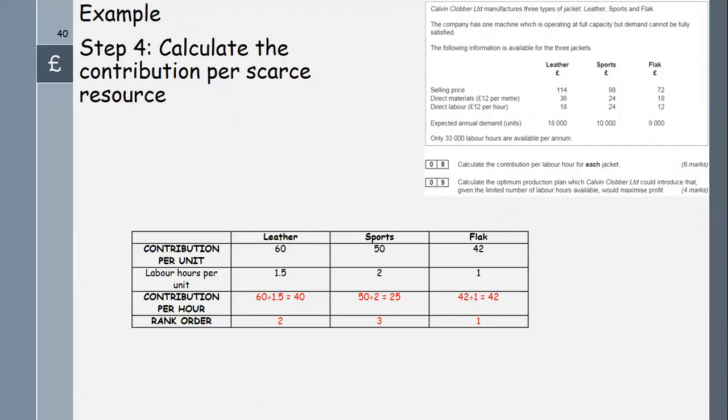So those numbers there, the contribution per hour, they're the important ones. Since we're limited by the number of hours, we want to optimize, we want to maximize that contribution there. So the highest one is the flak. So that's my rank 1. That's what I'm going to focus on first. Leather is my second one, 40. And then sport is number 3. That's the least highest one.